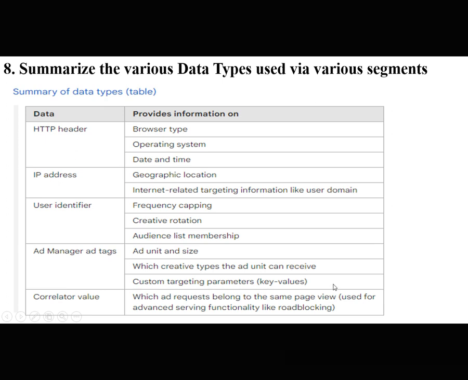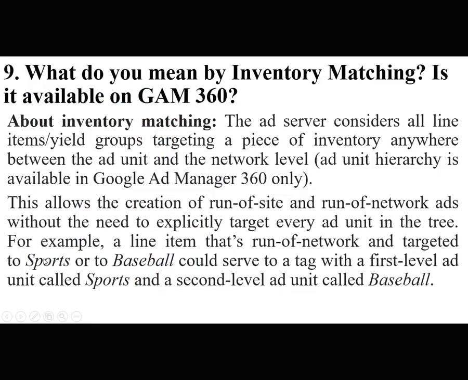Custom targeting parameters, key values, and co-reader values, which show which ad requests belong to the same page view, are used for advanced serving functionalities like roadblocking.